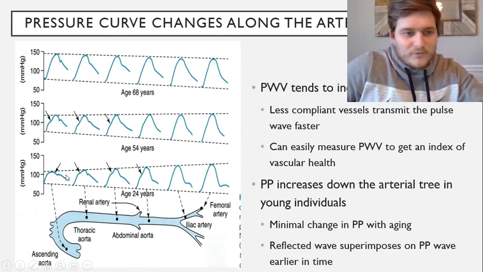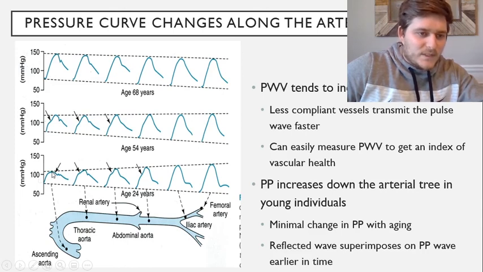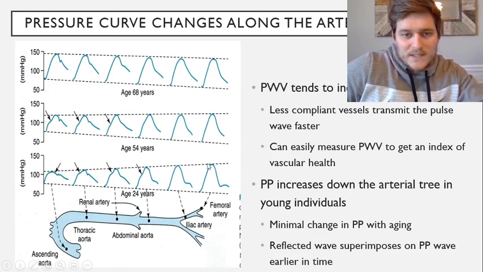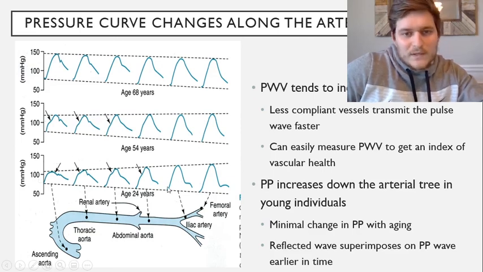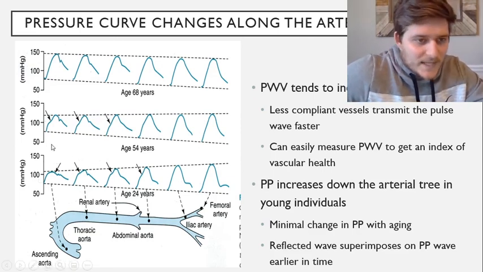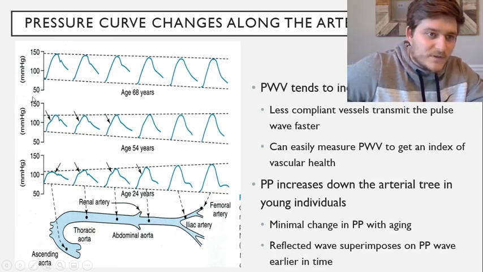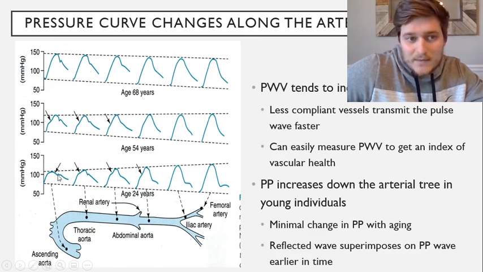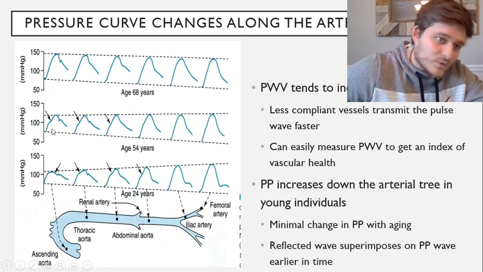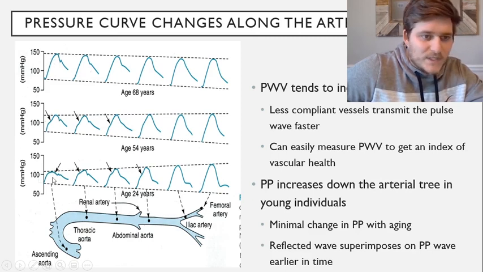If we look at differences in pulse pressure down the arterial tree, let's use this 24-year-old here. If you look at the difference in systolic pressure and diastolic pressure in the aorta versus the systolic and diastolic pressure in the femoral artery, there is a much greater pulse pressure in the femoral artery away from the heart than closer to the heart. When comparing age, you could see that closer to the heart, there are distinct differences between pulse pressure and the amplitude and contour of these waves as we age.